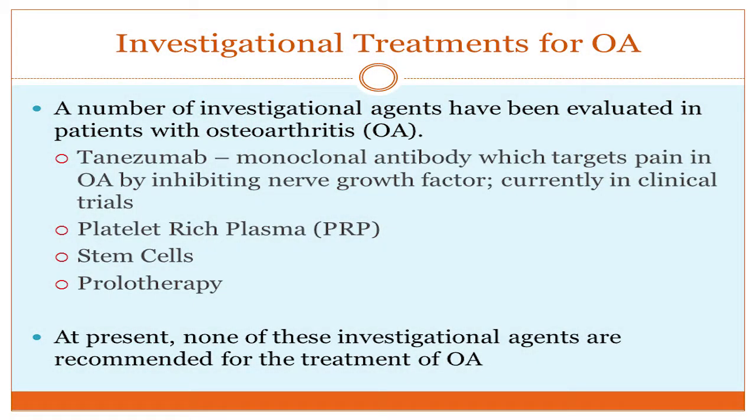All right, so we're going to go from approved treatments to more investigational approaches for osteoarthritis treatment. So currently in clinical trials is an antibody called tanezumab, which targets pain in osteoarthritis by inhibiting something called nerve growth factor. And it's being studied to see if it can improve the chronic pain associated with osteoarthritis. That's an antibody, so it's given by injection.